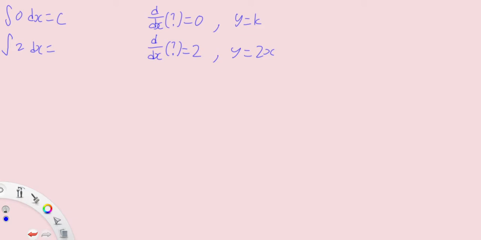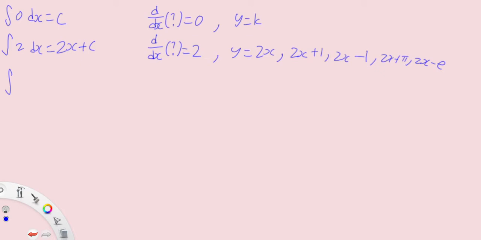But is this the only answer? No, right? There are other possible answers such as 2x plus 1, 2x minus 1, 2x plus pi, and 2x minus e. Basically any constant, correct? And because of this, the answers only differ by a constant, but the thing that remains the same is 2x. And to represent the infinitely many possible constants, we again use the letter c.